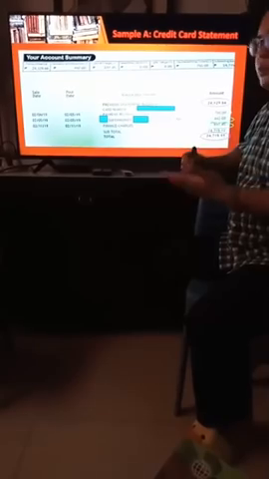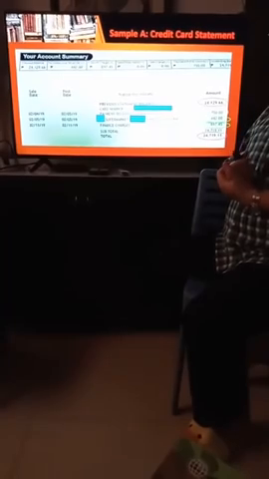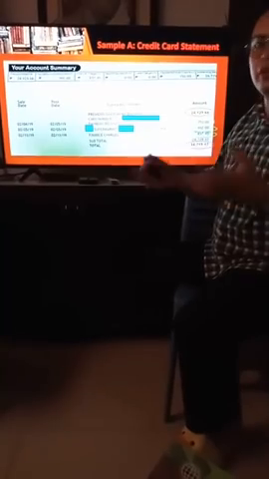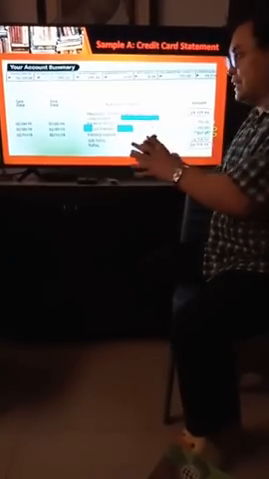Who's the writer? Who's the author? The writer or author of the credit card statement would be the credit card company, whose objective is to earn, to profit from this transaction.